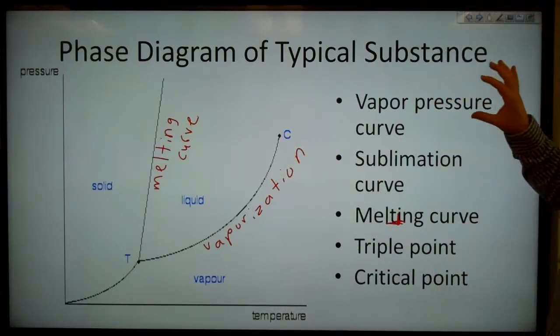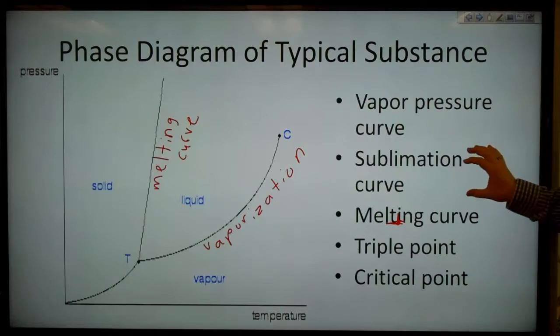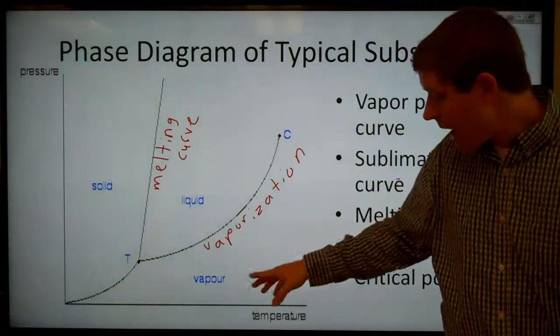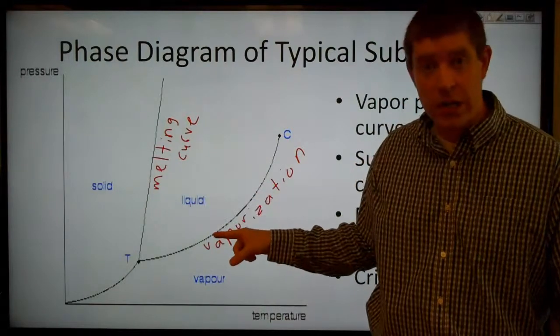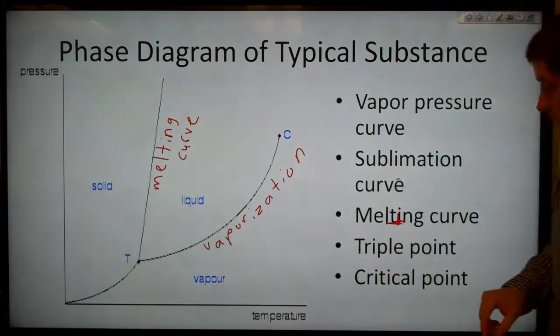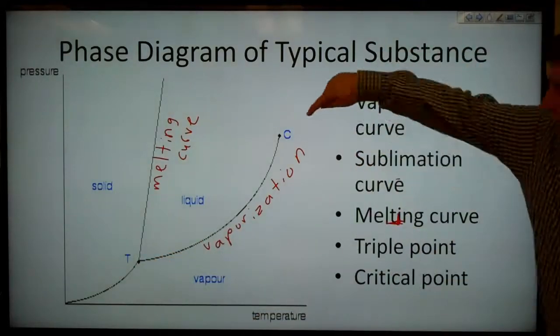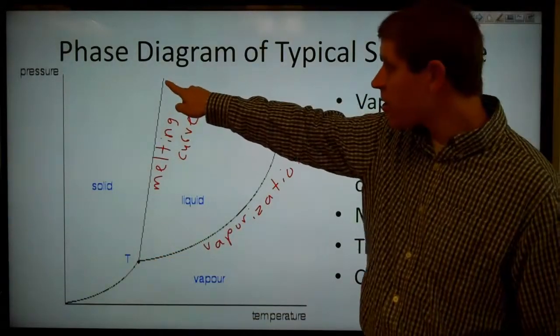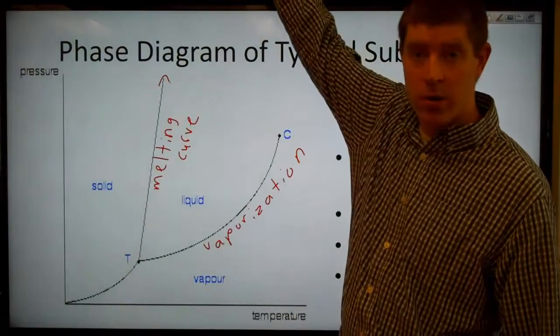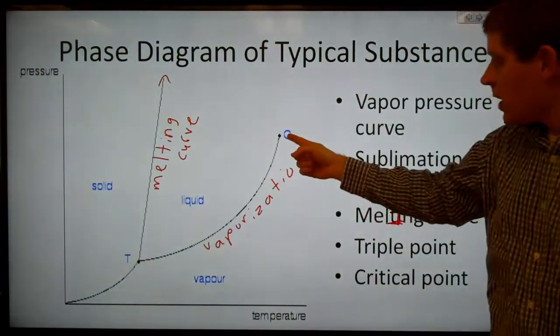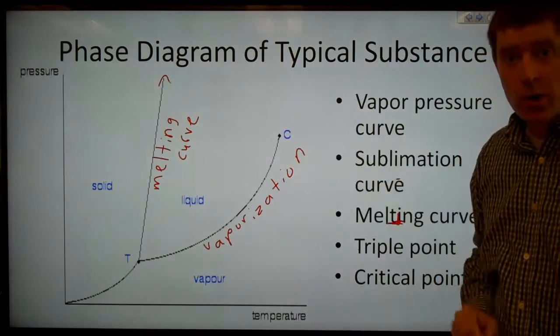So you should see that we have the vapor pressure curve, the sublimation curve. The vapor pressure curve is the vaporization curve here. So this tells us at some temperature what the vapor pressure is at that temperature. The triple point is again that point. The critical point is this point up here. Now note that this curve continues going up for a while. It may go up indefinitely, it may not. At this point, this curve stops at the critical point.